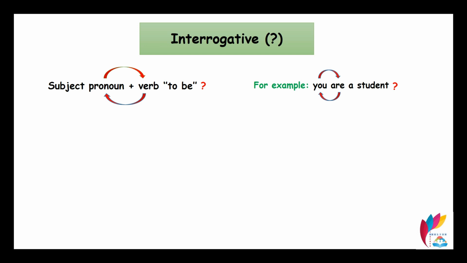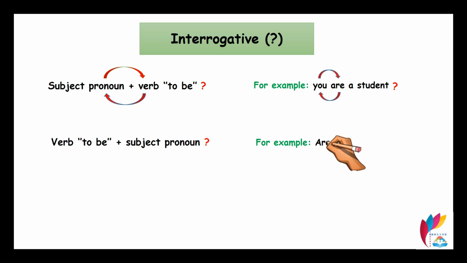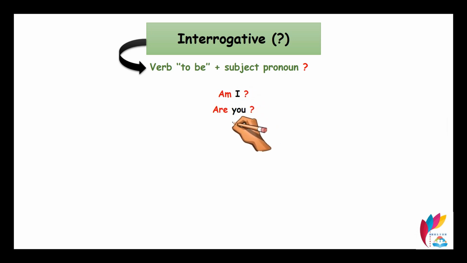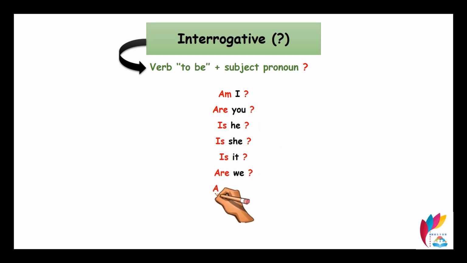So it will be verb to be plus subject pronoun. For example, are you a student? The interrogative form will be the following: verb to be plus subject pronoun and the interrogation mark. And we have only one form, which is am I, are you, is he, is she, is it, are we, are you, and are they.